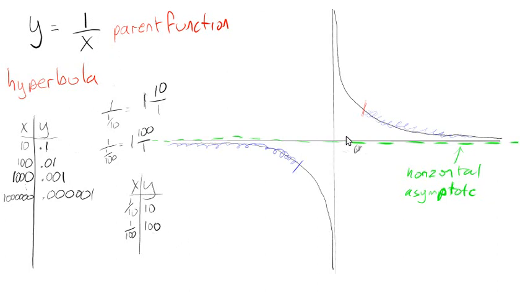So as x gets smaller, or in other words, closer and closer to 0, then y gets bigger and bigger and bigger. And there's just no limit on this. The smaller x gets, the bigger y gets. The closer x gets to 0, the bigger y gets. So that explains why it looks this way.